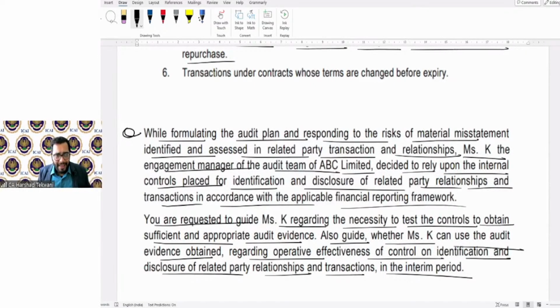So we will continue in the next lecture. I'll be taking up the questions and the standard. If you read in advance, that will be really helpful for you to understand, because they are very critical and very important standards.